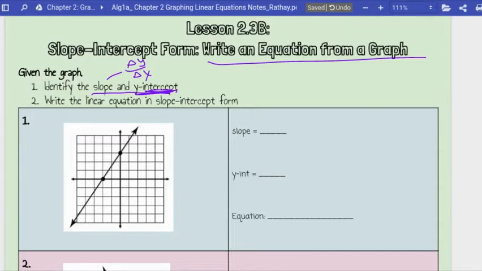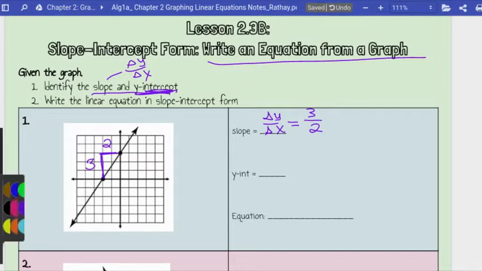So for graph number 1, first I need to find that slope. To find the slope, we're going to illustrate the rise and the run. So slope is change in y over change in x. Looking at my graph, it goes up 3 over 2. I check on my calculator, 3/2 doesn't simplify, so there's my slope.